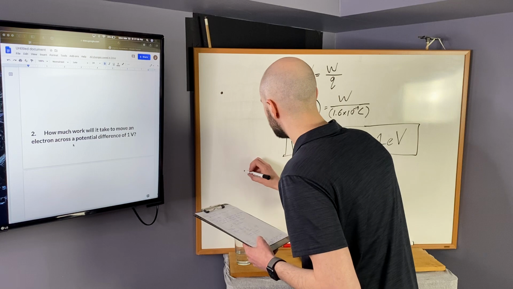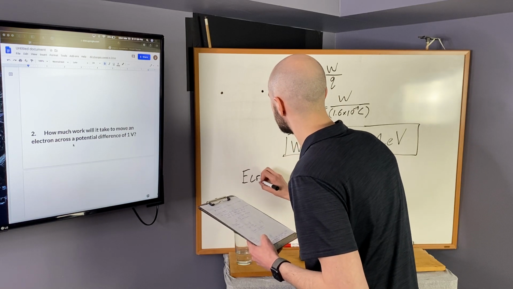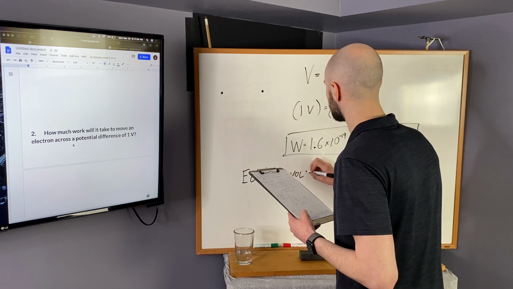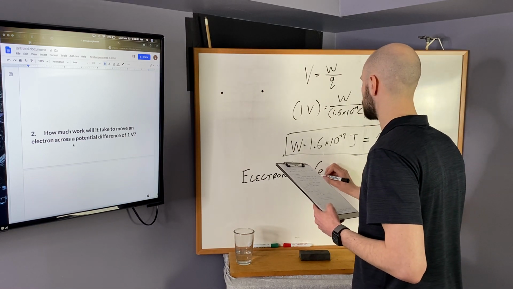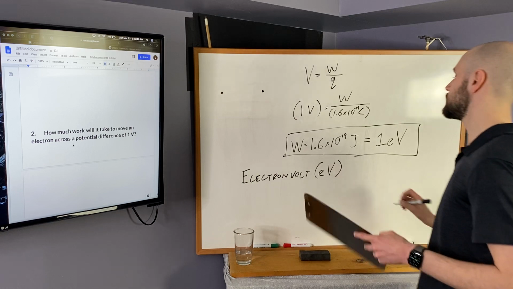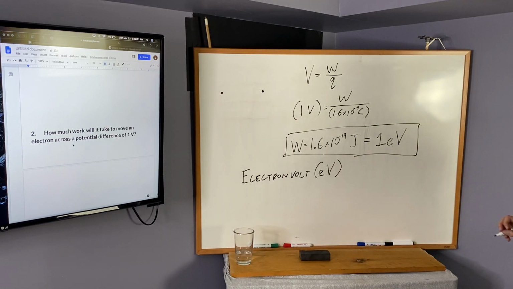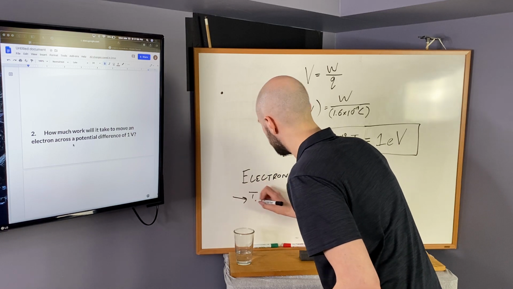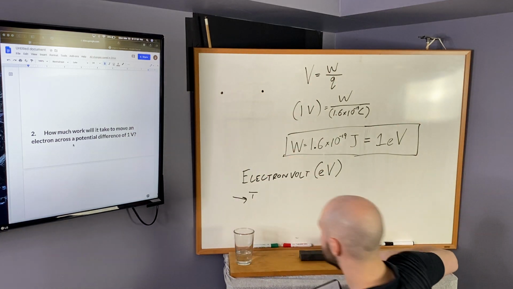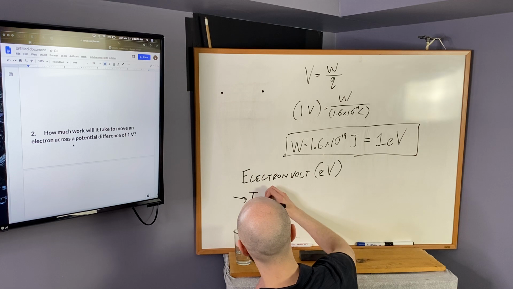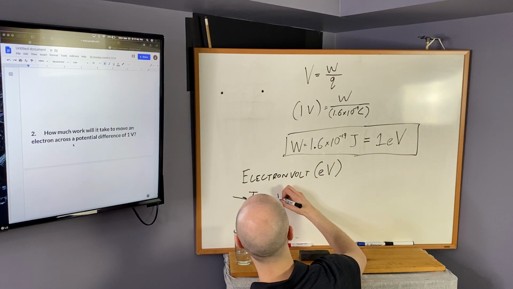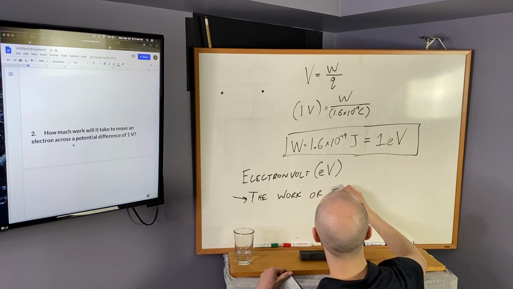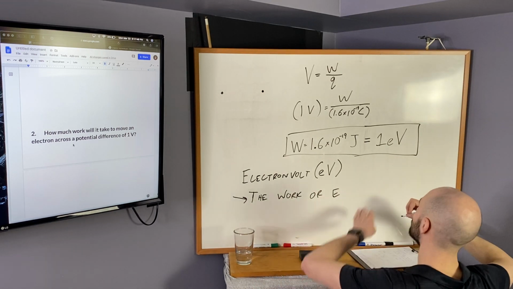An electron volt, which we write as little eV, is the work or energy required. It's all moving around on me.